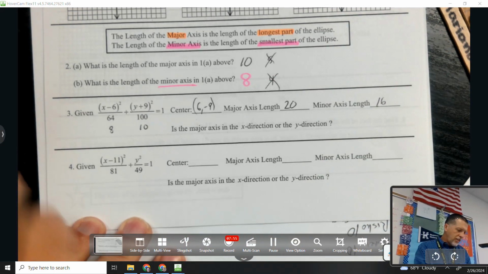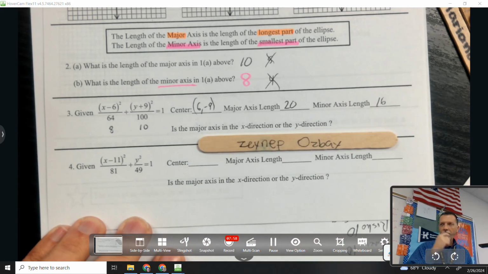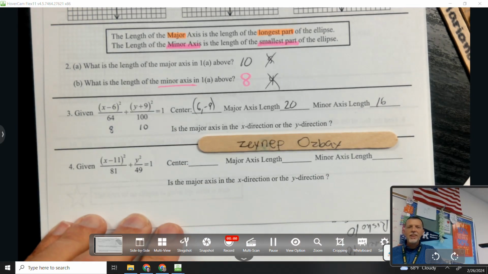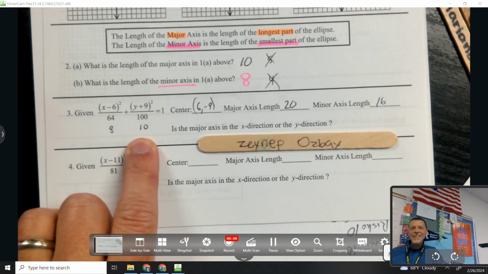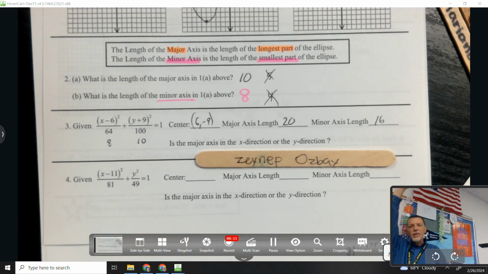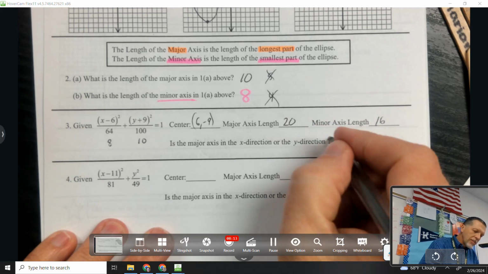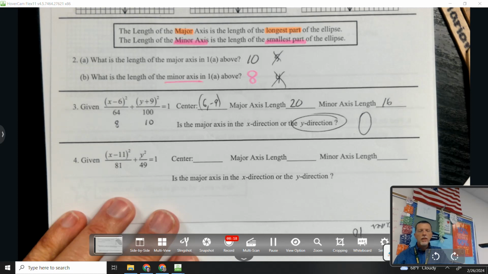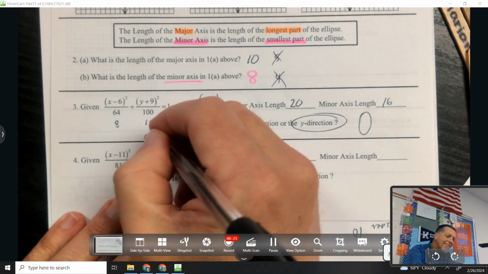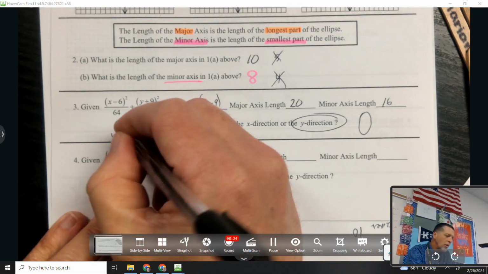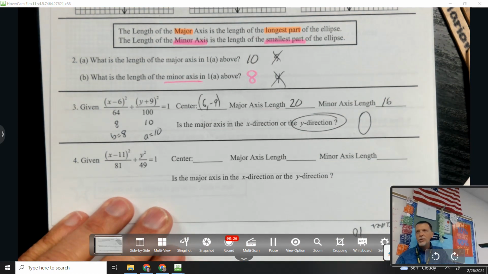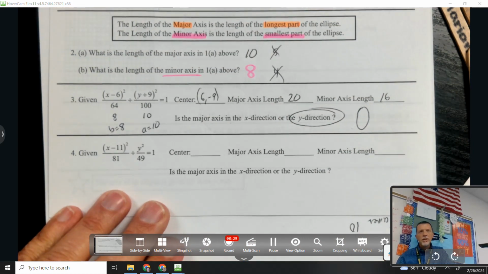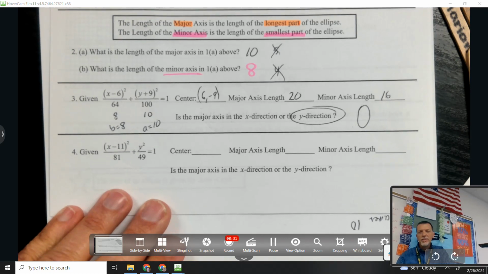Is the major axis in the X direction or the Y direction? Zainab, which direction is this thing going? Whichever one's bigger, right? We went up and down 10, left and right 8, so we went bigger up and down. So the major axis is in the Y direction. That means that A is 10 and B is 8. We don't really care yet who's A and who's B. It's just A is the bigger one. That's all you have to remember for ellipses.